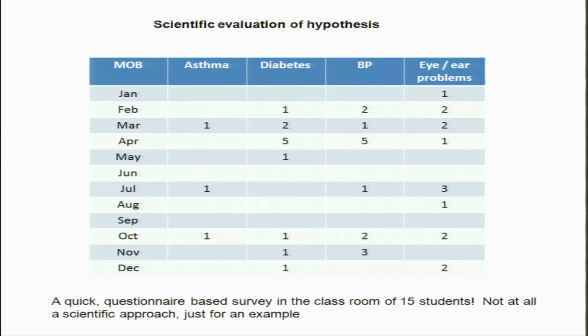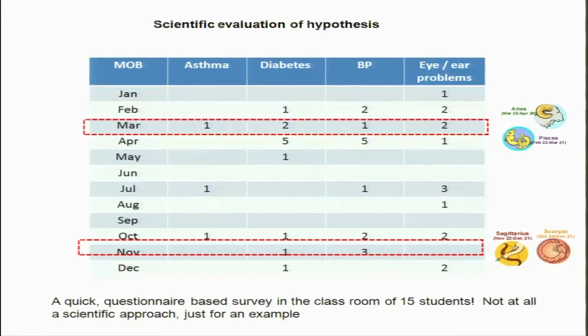For example, this is an indication that I got in a recent class this year when I asked this kind of question. Out of 15 students, this is what they have listed, right? It's interesting because in some months, for example March, Feb, and October, November, December, those who have developed these conditions happen to be born, the majority of them, in Feb, March, April, or October, November, December.